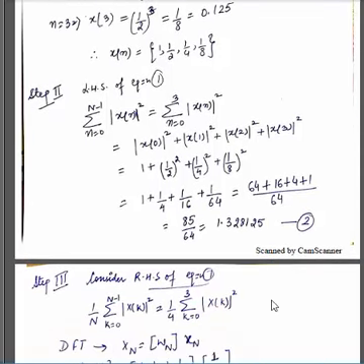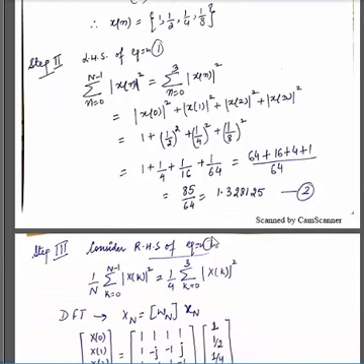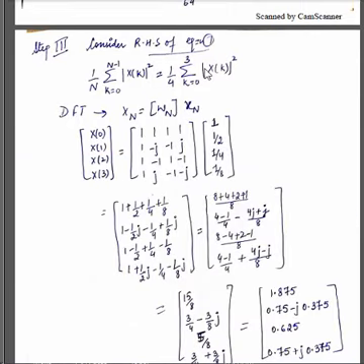Now consider the right hand side of equation 1, that is 1 by n summation k tends to 0 to n minus 1, absolute value of x of k whole square. So it becomes 1 by 4, summation k tends to 0 to 3, absolute value of x of k whole square. First we will calculate the DFT x of k using DFT as a linear transformation matrix, means in matrix form. So x of n in matrix form for 4 points, 4 sequence or 4 samples is x of 0, x of 1, x of 2, x of 3.